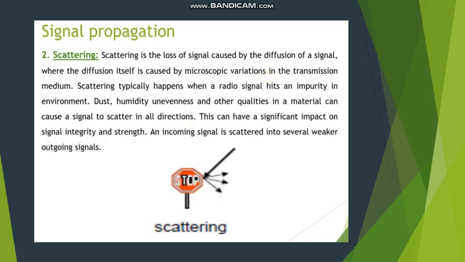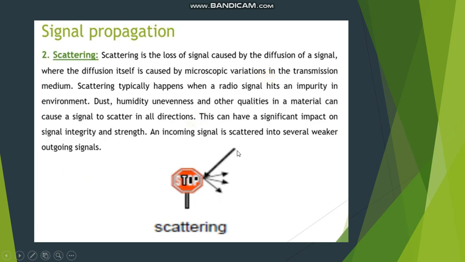As I said, if the signal is traveling in air, there is dust and humidity. So what do all these material mediums do? Whenever the signals hit them, they spread it in all directions. When you spread it, again the signal's strength becomes weak because it is distributed in different directions, and the original power is cut into parts. So it is impossible to retrieve the original signal with the same power. This can have a significant impact on signal integrity and strength. An incoming signal is scattered into several weaker outgoing signals.